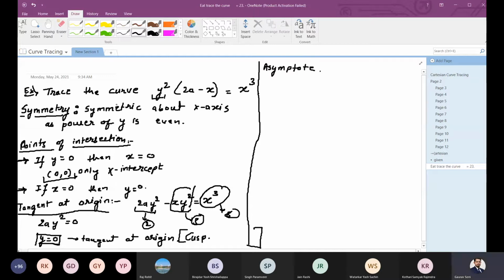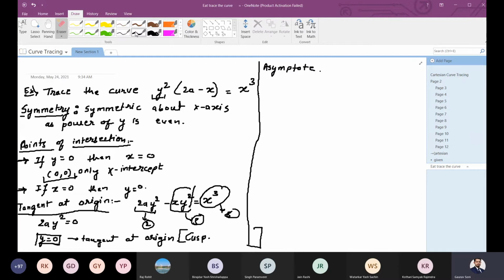Asymptote parallel to x-axis. You can check this on rough. Okay, asymptote parallel to x-axis. What is the highest power of x appearing in the equation? It is x cube. What is the coefficient? 1 equal to 0. This is not possible. So what is the conclusion? Asymptote parallel to x-axis does not exist.